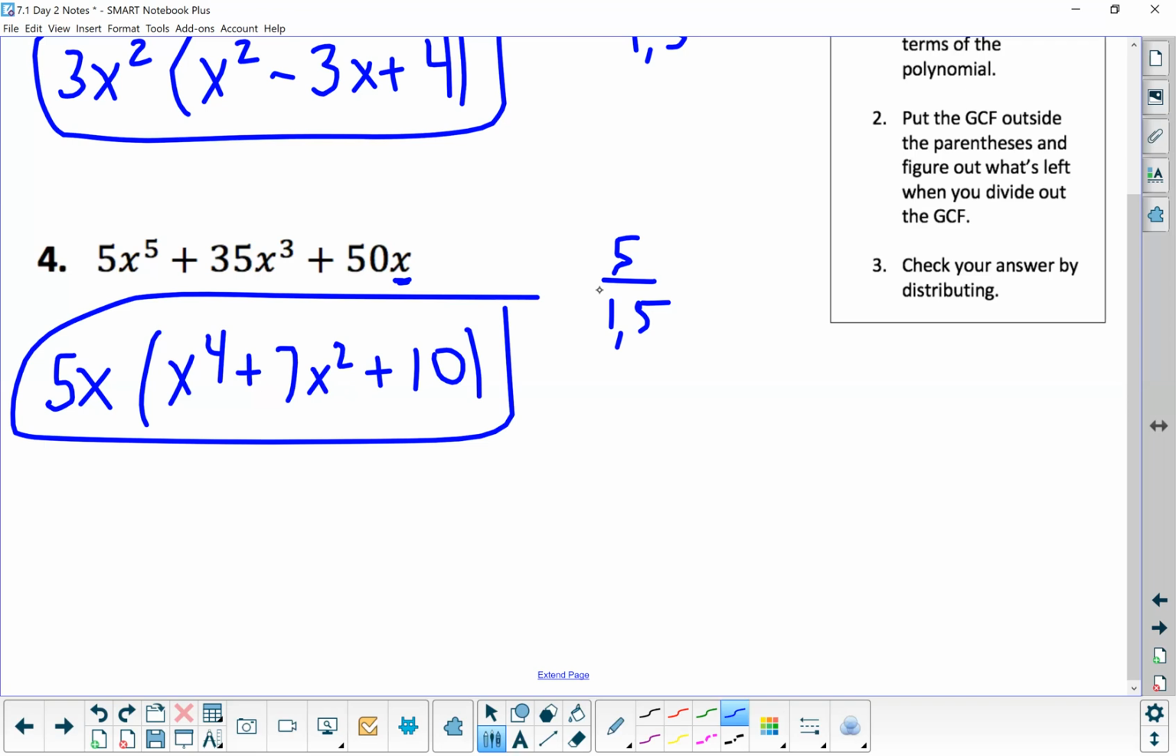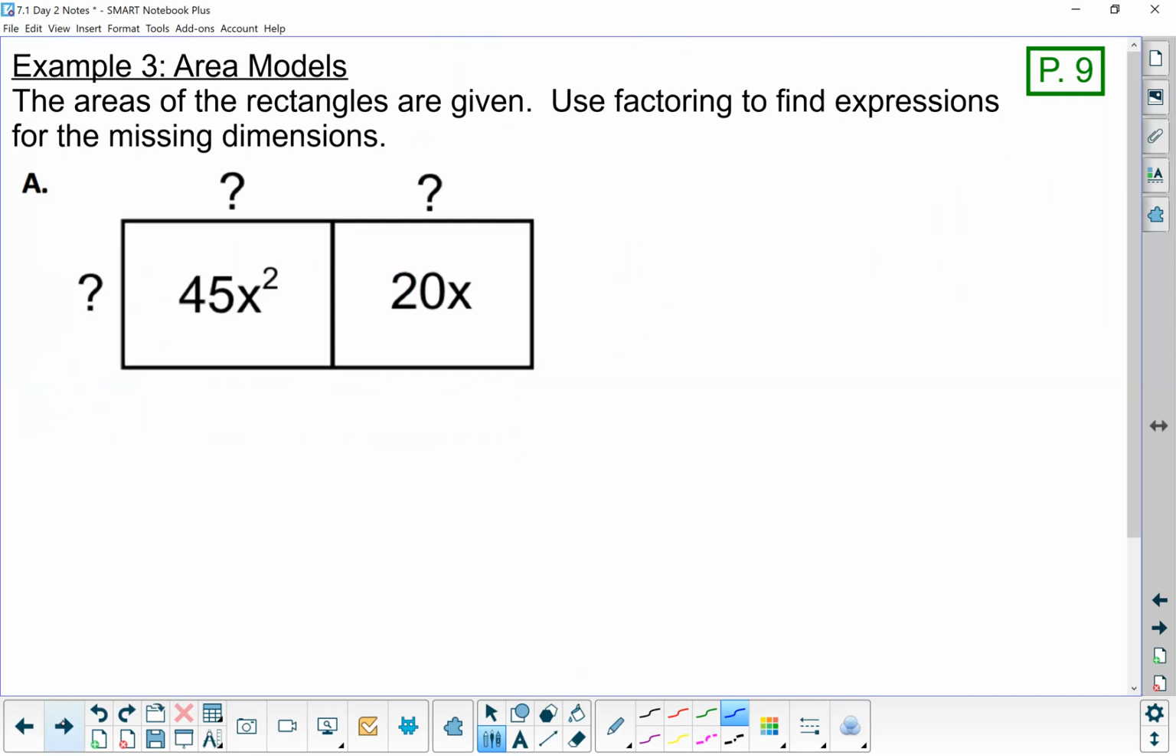All right. Questions on those? So another way that we can factor greatest common factors is using something called an area model. It's basically the box method, but we're working backward. So if we have the expression 45x squared plus 20x, we want to find the greatest common factor.